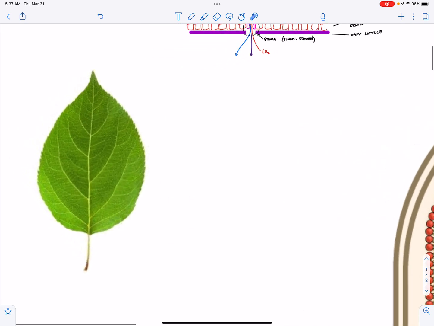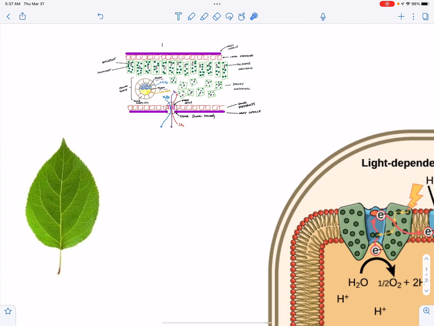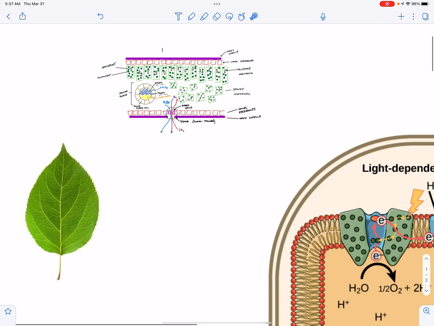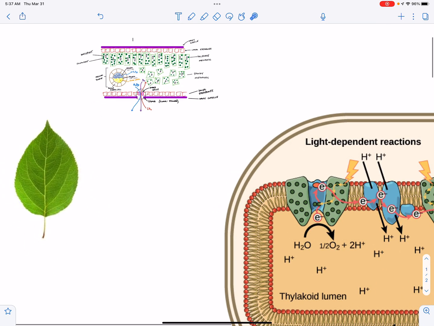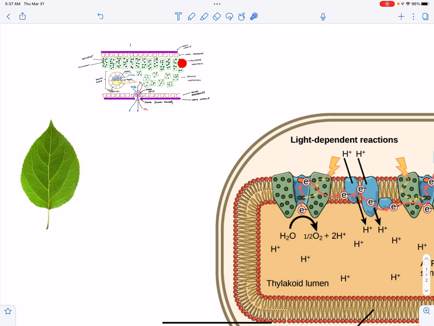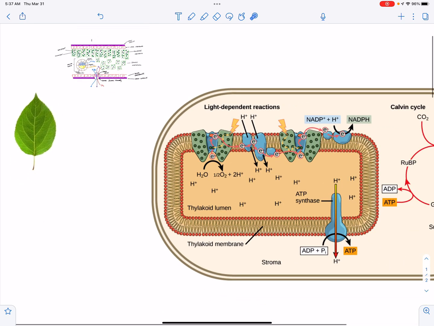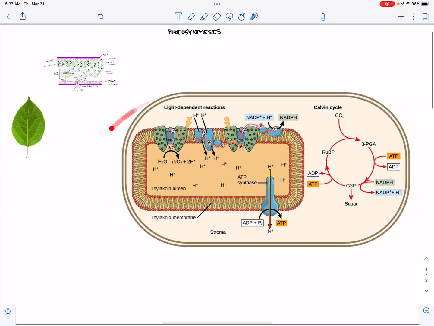You're going to talk to us about where it happens in the leaf, and you're going to give a brief introduction to the leaf cross-section, focusing specifically in on the cells that do photosynthesis and the structures within the cells that do photosynthesis. Here is a zoom in diagram to the chloroplast.